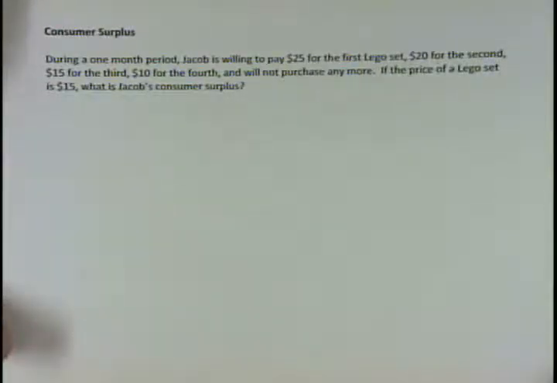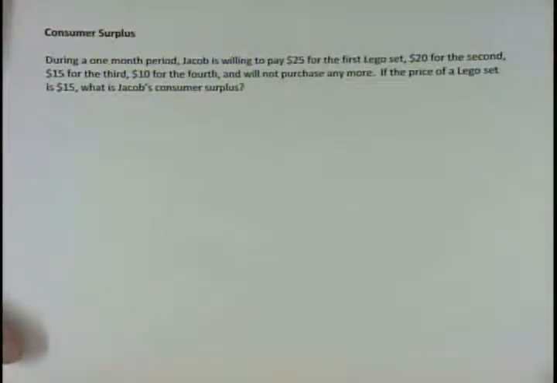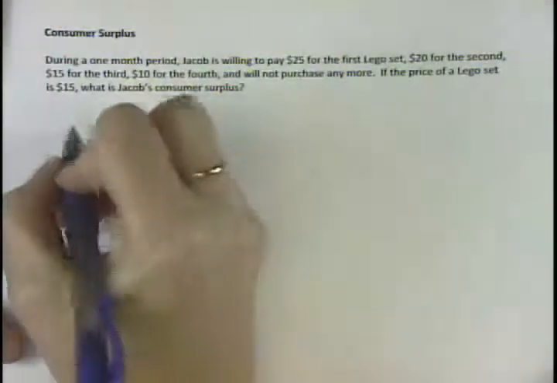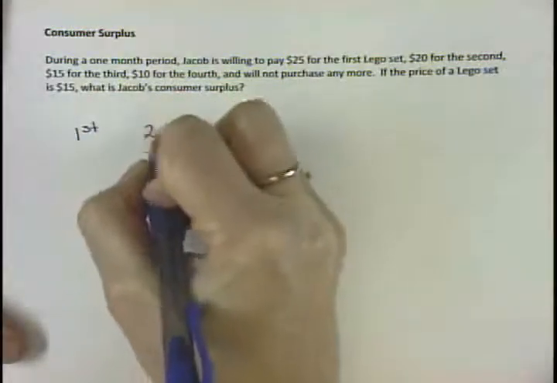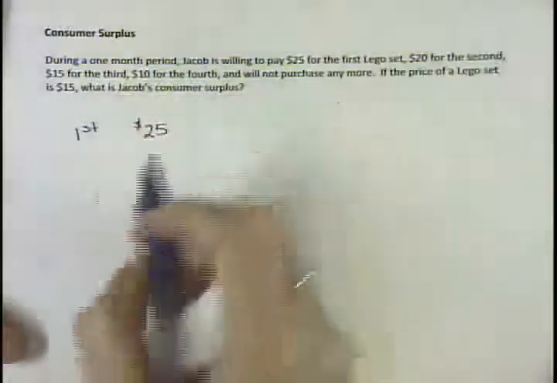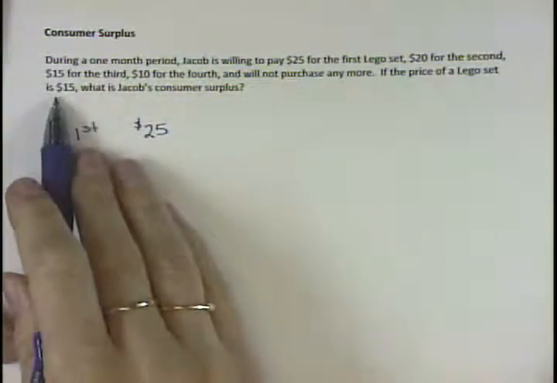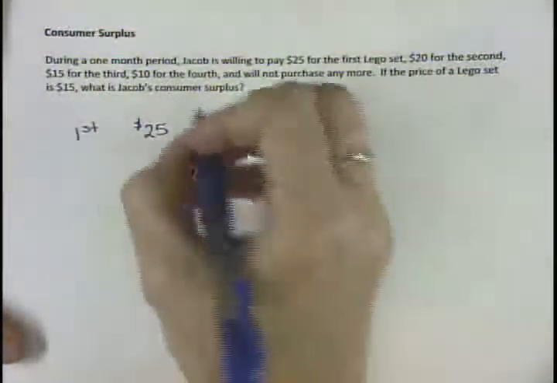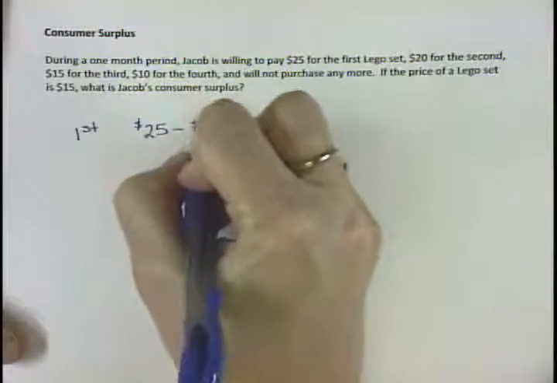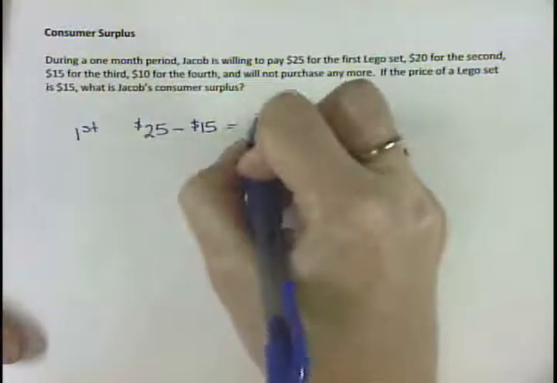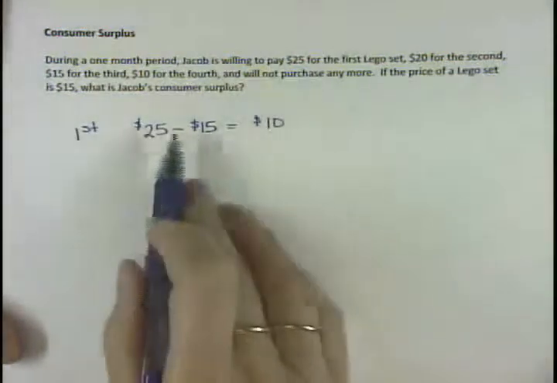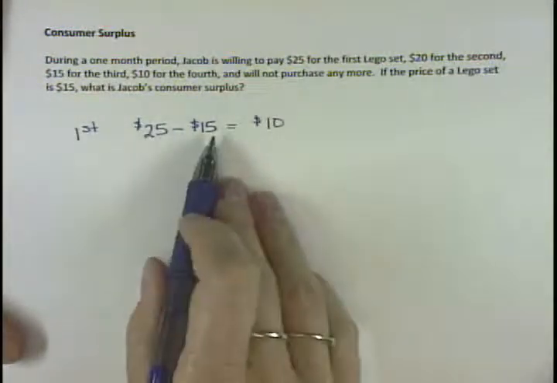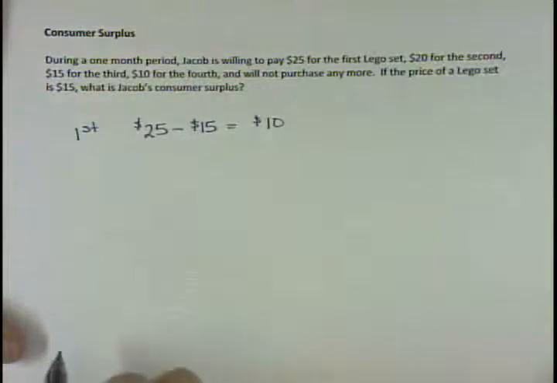So what we're trying to find is the difference between his willingness to pay and what he actually has to pay. For the first Lego set, he'd be willing to pay $25, but he only has to pay $15 because that's the price of a Lego set. So for the first Lego set, he's going to have $10 worth of consumer surplus. He's $10 better off because he would have paid $25, but he only has to pay $15.